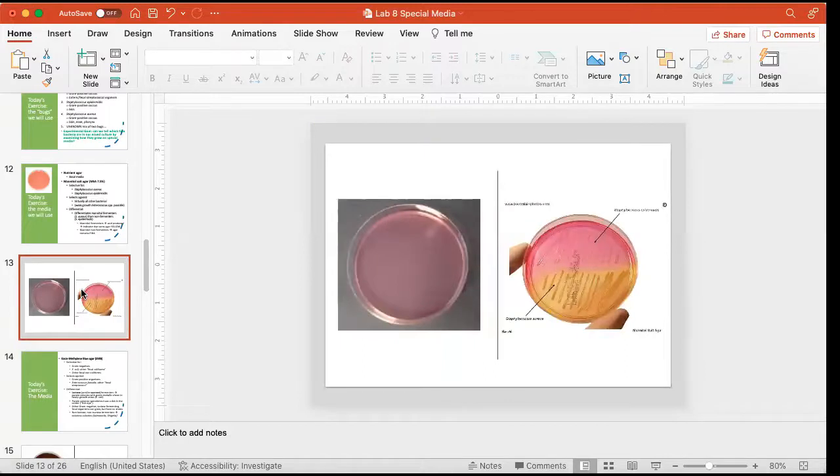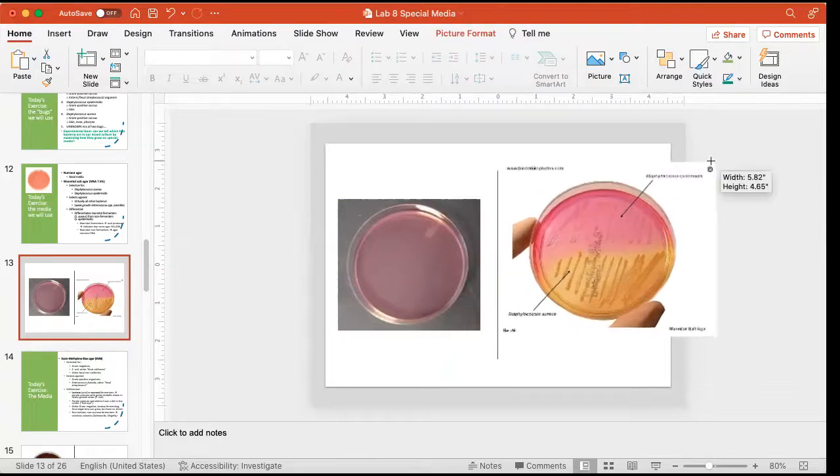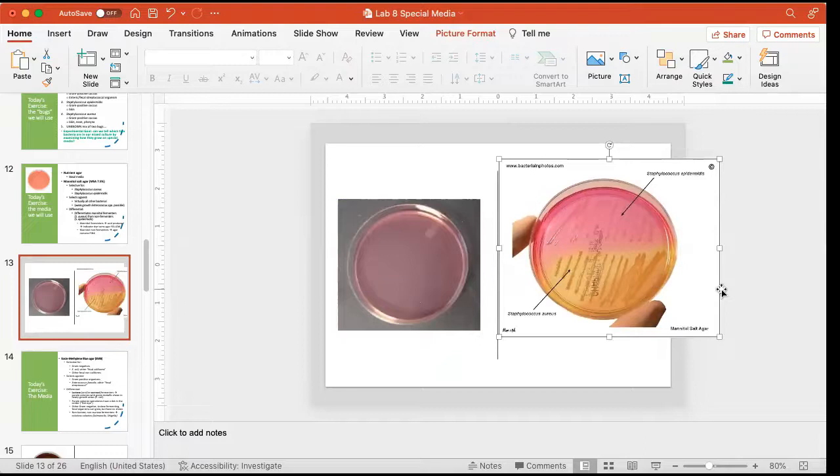Take a look at this slide. Over on the left, this is what mannitol salt agar looks like before it's inoculated. You can really see it's got this nice light pink color to it. Now over here on the right, this is a plate that was streaked with two kinds of Staphylococcus. Up at the top, you can just see the streak marks and the growth that's occurring on those streak marks. This half of the plate was streaked with Staph epidermidis. And down at the bottom, you can see these streak marks. This was Staph aureus.